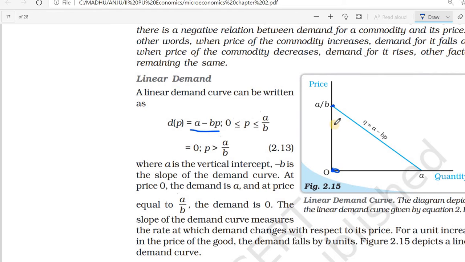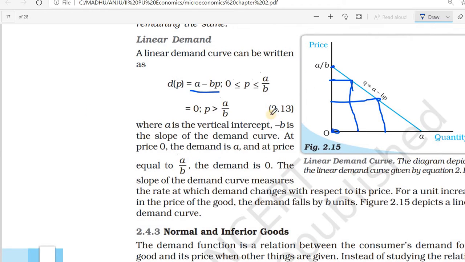Quantity demanded is 0. When the price is this much, that time quantity demanded is this much, and when the price is this much, that time it is this much. Then this is the vertical intercept A. Minus BP means minus B is the slope. How much is the slope? That one is minus B. Then A by B is the price at which demand is 0, and this equation we can write as A minus BP.